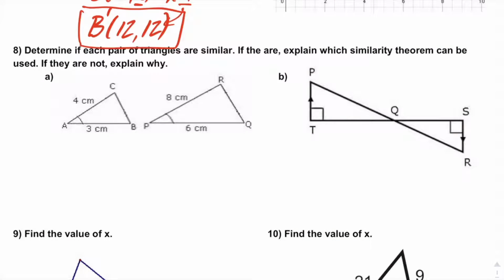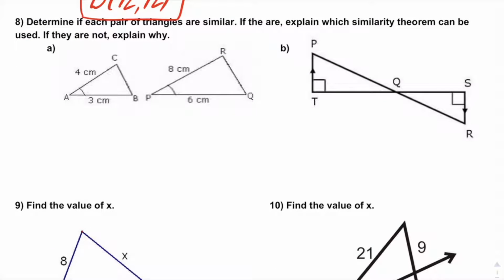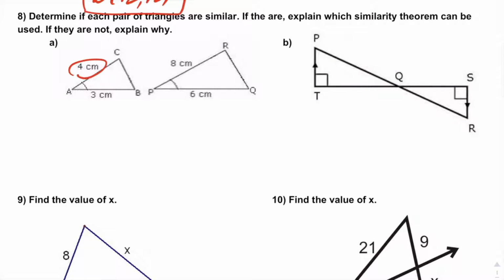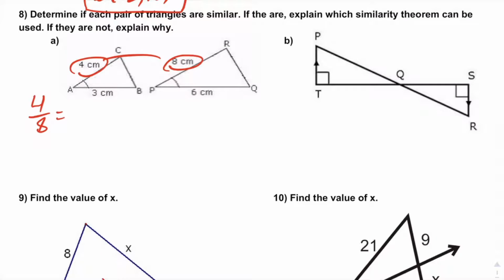Determine if each pair of triangles are similar. If they are, explain which similarity theorem can be used. If they are not, explain why. Okay? So we're going to do the first one. And let's go ahead and just compare the sides. 4 and 8, simplify this, you get 1/2, right? And let's do the other side. 3 and 6 is 1/2 as well. So the two sides have the same ratio, the proportion.